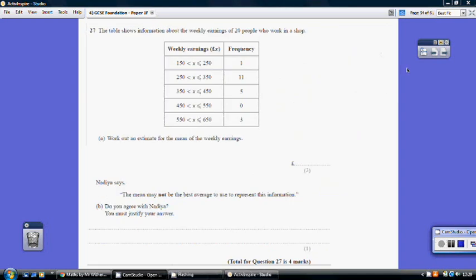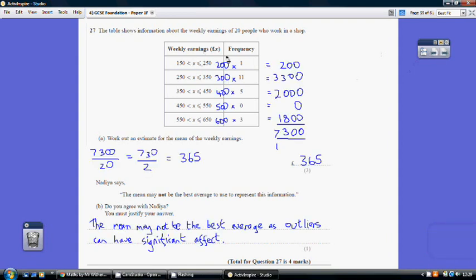Question 27. Work out an estimate for the mean of the weekly earnings. Now this is group data, so we don't actually know how much these people have earned. We know this first person has earned between 150 and 250 pounds in a week, but we don't know exactly how much they've earned. So we've got to do an estimate. Let's assume they earned exactly halfway between the two. So let's assume this person here earned exactly 200 pounds. That's why this is an estimate, because we're making this assumption early on. So we need a column of midpoints.